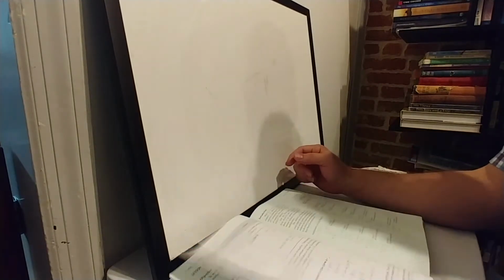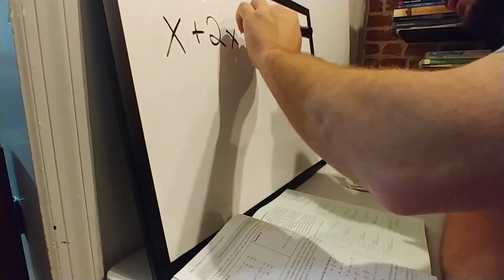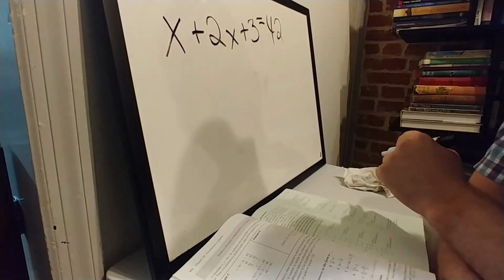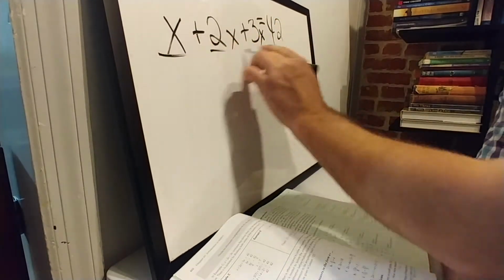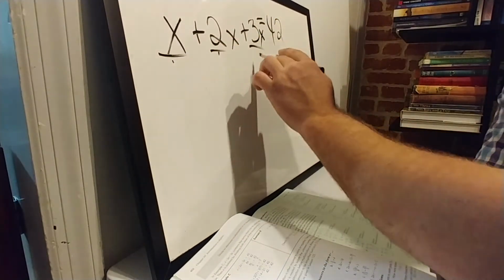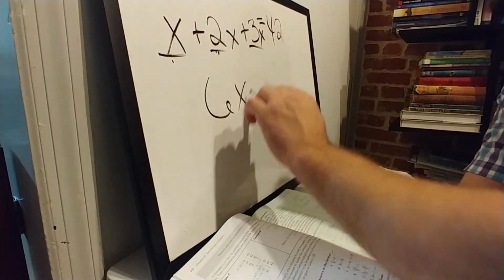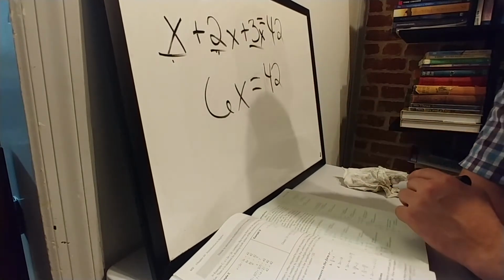Now, it'll be exactly the same if you have a multiplication. So let's say you have x plus 2x plus 3x equals 42. All right. Now, you already know how to add like terms. So this is 1, 2, and 3. So 1 plus 2 is 3. 3 plus 3 is 6. So we have 6x equals 42. So 6 times x equals 42.